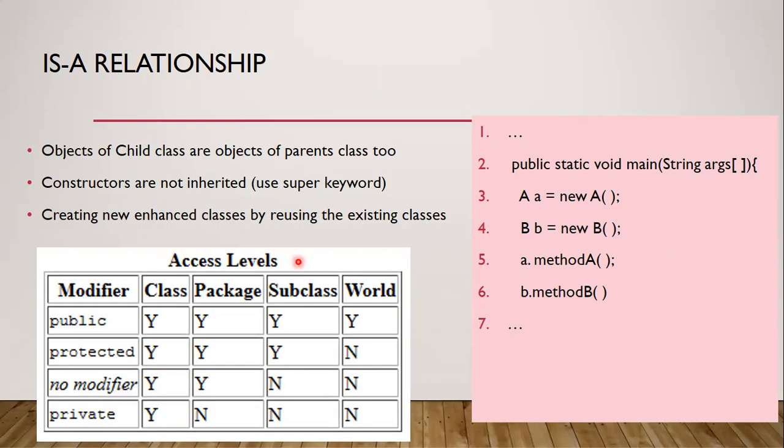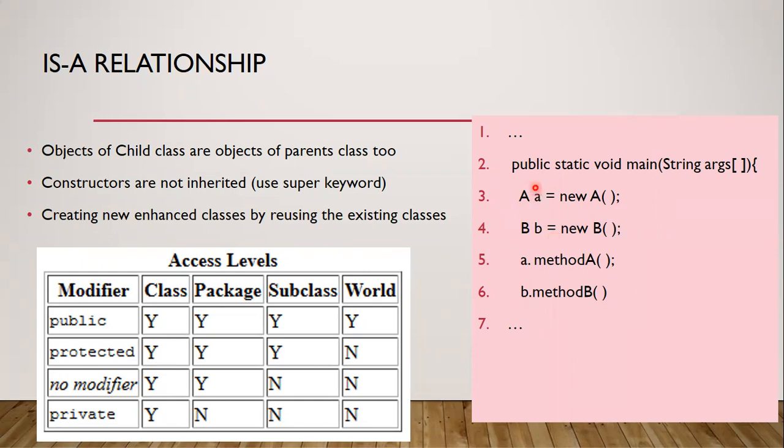Let's take a look at the next example here. So when we say is a relationship, as you can see here, we create an instance of A class, then we create an instance of B class, then we call a method of class A, and then we call a method of class B. So we actually create instances, objects from classes, and we use those to access the members of those classes. So objects of child class are objects of the parent class too. So that means B is actually a type of A as well.